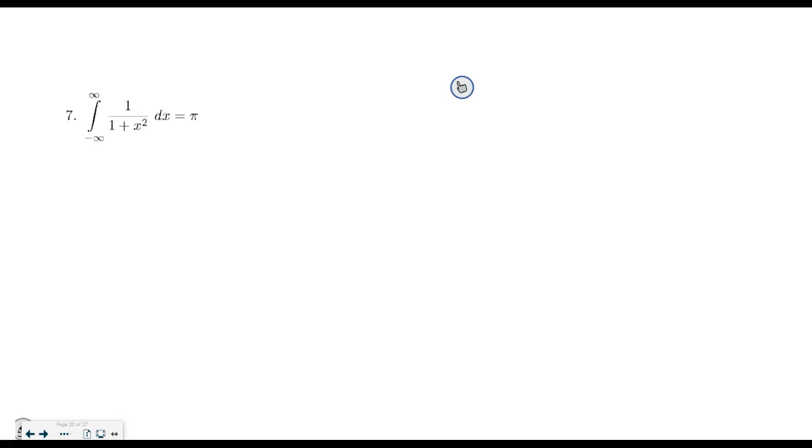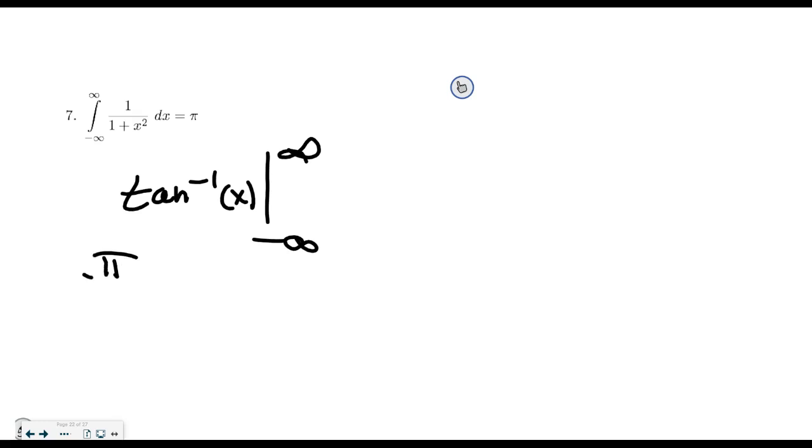All right, what's the antiderivative? Arctan or tan inverse, however you want to write it. And because I'm doing multiple choice, I'm just going to go like that. Arctan of infinity is the tangent of what goes to infinity? Pi over 2. Arctan negative infinity is the tangent of what goes to negative infinity? Negative pi over 2. Done.